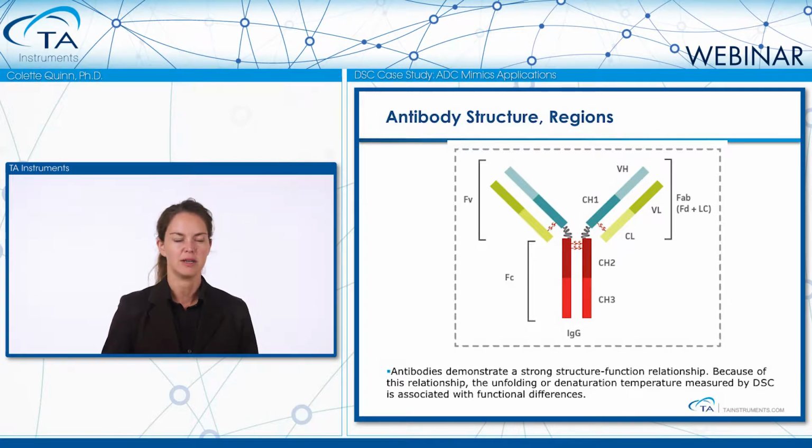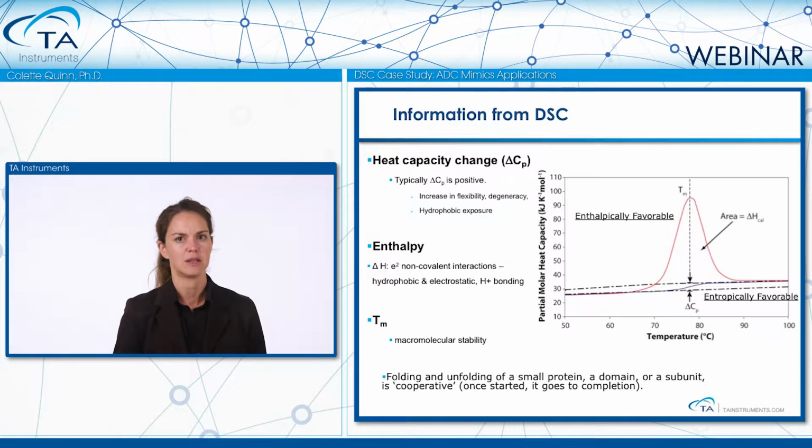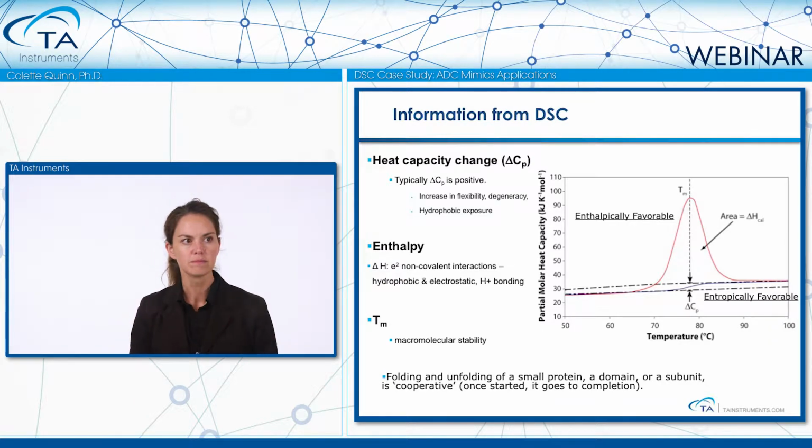It's good we all have an idea that the majority of the molecular weight of an antibody comes from the FAB, and then the two minor pieces, the CH2 and CH3, are lower molecular weight domains. And this is going to play into the DSC thermogram and what we see.